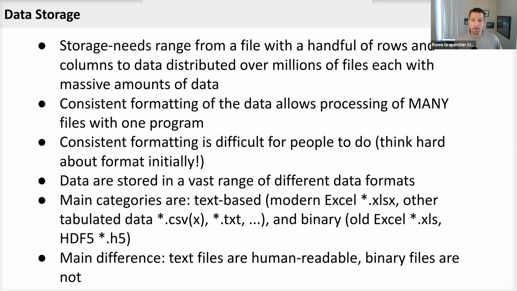I'm sure you're aware that data are generally stored in vast ranges of different data formats. There are two main categories: text-based, for instance, the modern Excel files, the XLSX files, other tabulated data, CSV or text. And then there is binary data storage, old Excel files, XLS files, or HDF5, H5, or NetCDF, and some other formats. The main difference is that text files are human readable, binary files are not. A human readable file has the benefit that you can always fire up a text editor and look at the file, figure out the format, and write a reader. Binary files, it's a little bit more complicated.